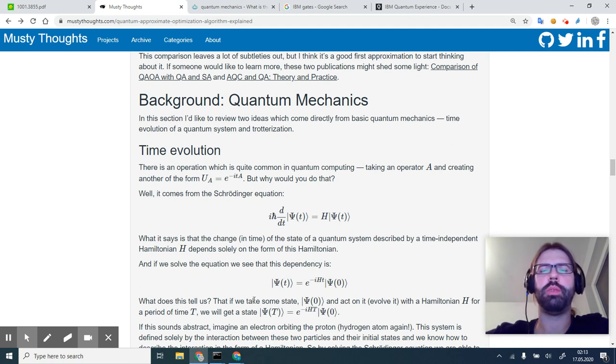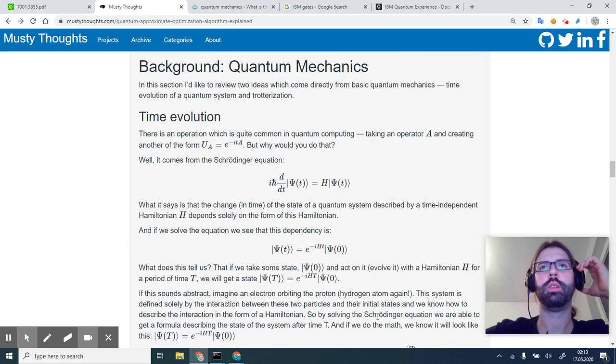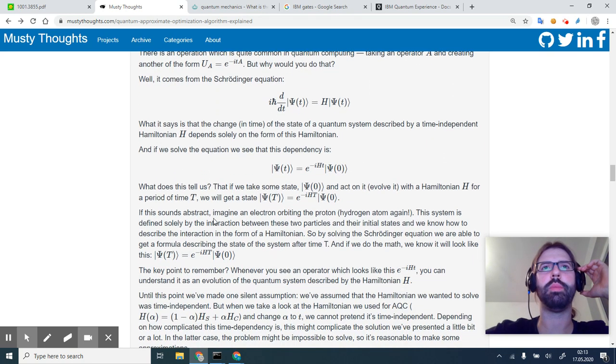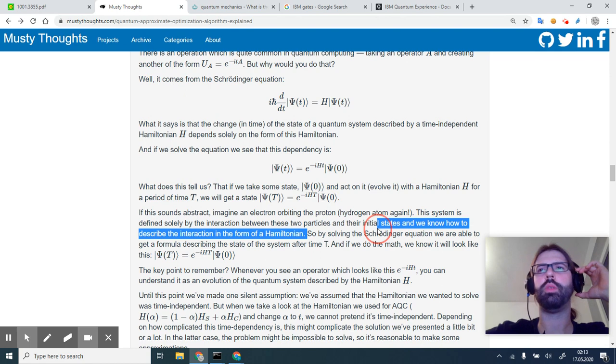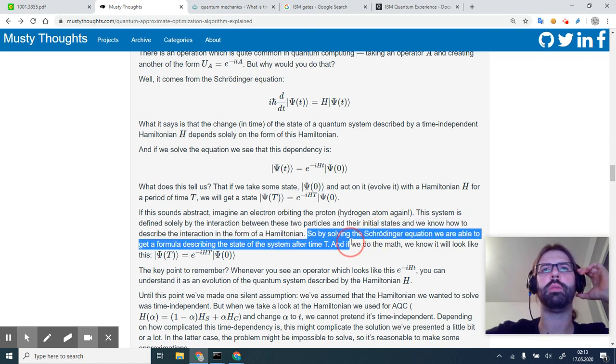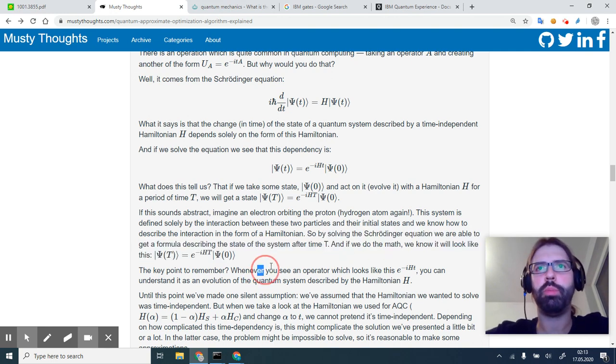This tells us that if we take some state, phi 0, and evolve it with a Hamiltonian H for a period of time t, we'll get a state like this. So that's just quantum mechanics. If this sounds abstract, imagine an electron orbiting the proton, a hydrogen system, defined solely by an interaction between these two particles. Solving the equation, we're able to get a formula describing the state of the system after time t. The key point to remember: whenever we see an operator that looks like this, you can understand it as an evolution of the quantum system described by Hamiltonian H.